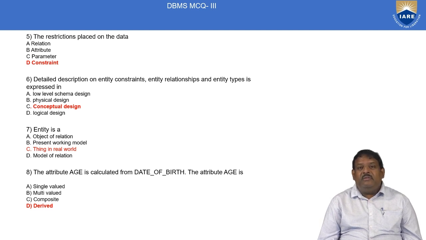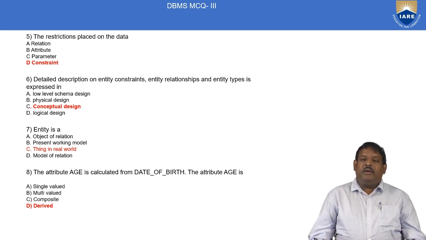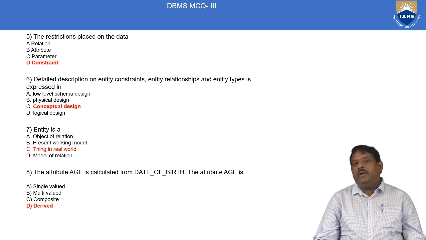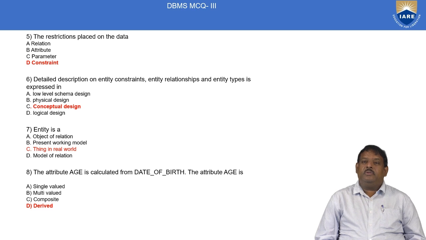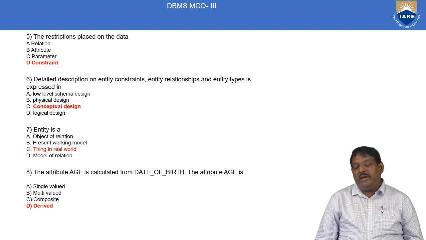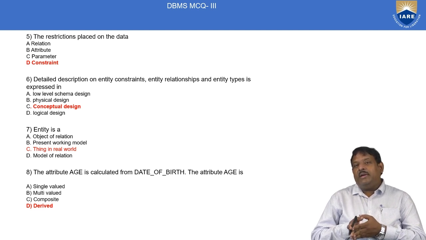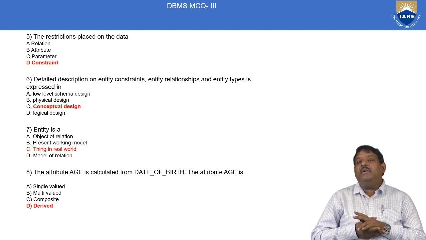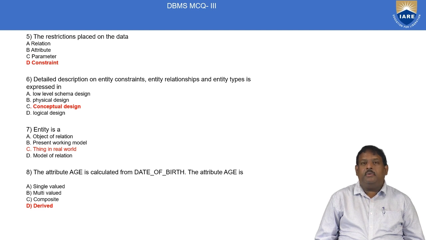It is single valued. It is not multi valued. It is not composite, but it is derived. See, it is not a direct column in the database, because you will not store the age in the database directly, because every year the data is going to change. So we will derive it from the existing column date of birth. By using a function like date diff, we can calculate the age of a person by comparing the date of birth with the current date. So now this age is a derived attribute.